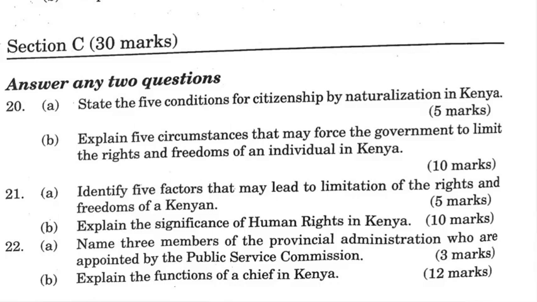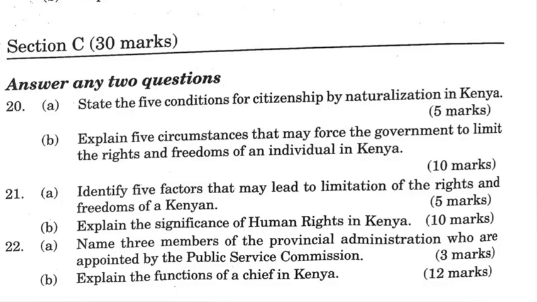Question 22a. Name 3 members of the provincial administration who are appointed by the Public Service Commission. 1. The district officers, the chiefs, the assistant chiefs. 22b. Explain the functions of a chief in Kenya. 1. A chief maintains law and order in the location by arresting lawbreakers and encouraging people to live harmoniously.